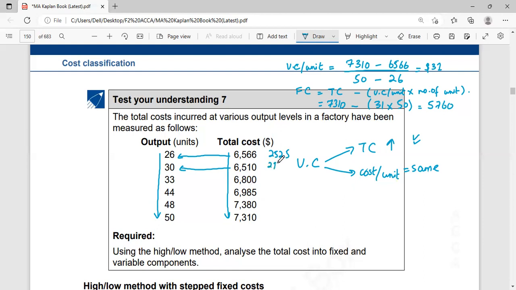217. So look, this cost per unit is not constant, right? The cost per unit is not constant. So in this way, you will identify that the cost is semi-variable. Okay, remember this thing.